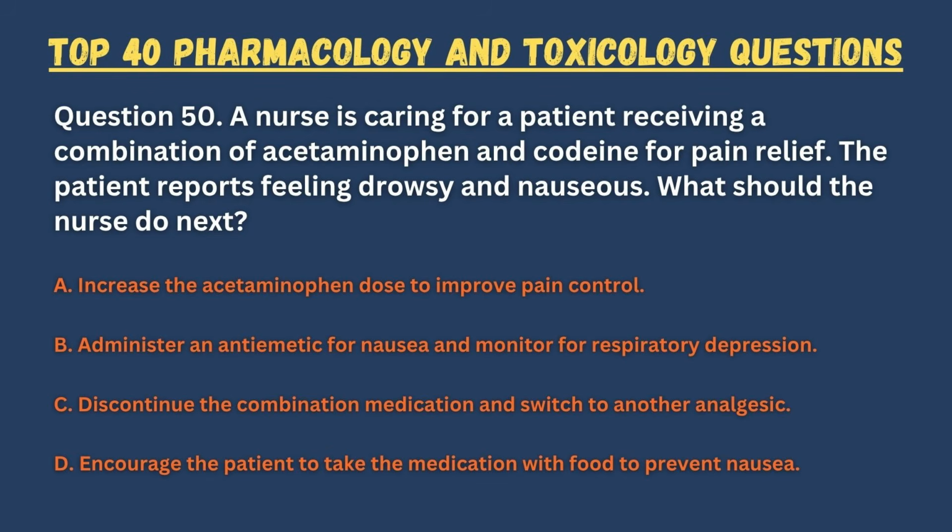Question 50. A nurse is caring for a patient receiving a combination of acetaminophen and codeine for pain relief. The patient reports feeling drowsy and nauseous. What should the nurse do next? A. Increase the acetaminophen dose to improve pain control. B. Administer an antiemetic for nausea and monitor for respiratory depression. C. Discontinue the combination medication and switch to another analgesic. D. Encourage the patient to take the medication with food to prevent nausea.